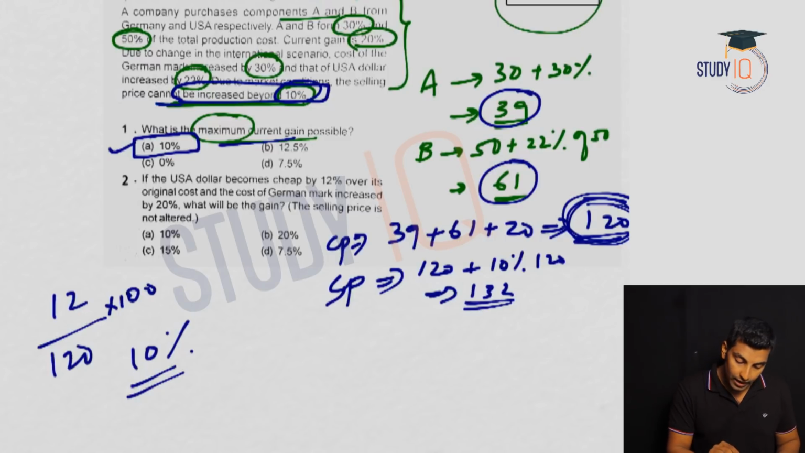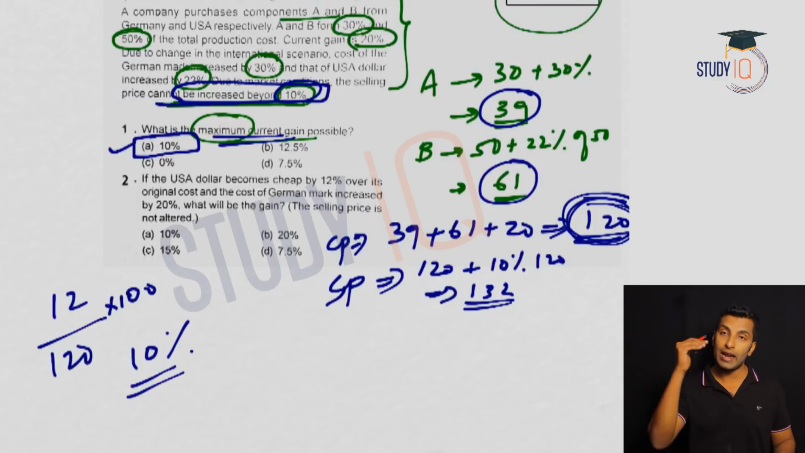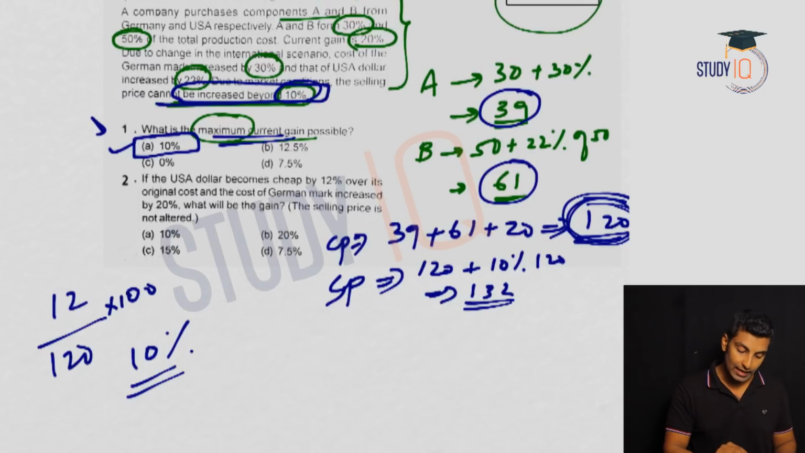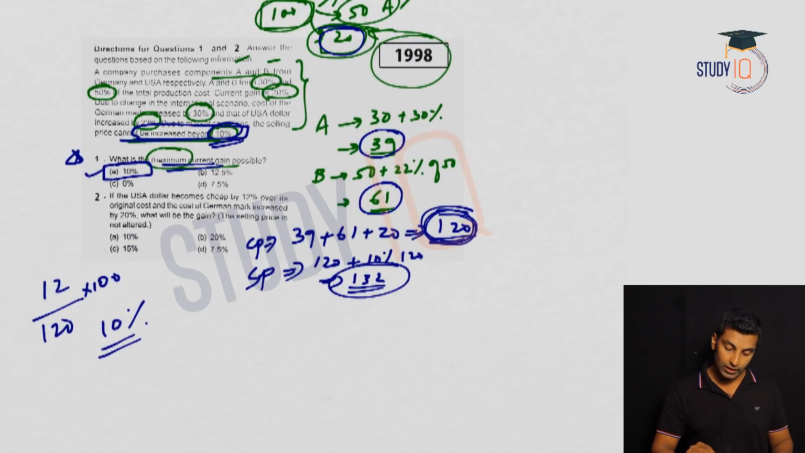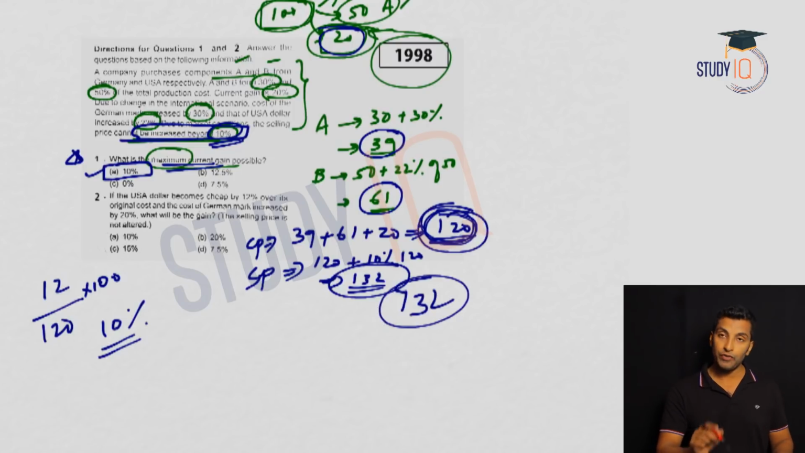See, it can be increased up to 10%, but since the question is maximum current gain, we are taking it as 10%. It can be 5, it can be 4, whatever it is. But since the question says what is the maximum current gain, we need to take an assumption that it is up to 10%. Okay, so that's why we got this as 132. How we got this 120 from 100? That I hope all of you understood. Changes in German mark and US dollar. Okay, what about the next one?